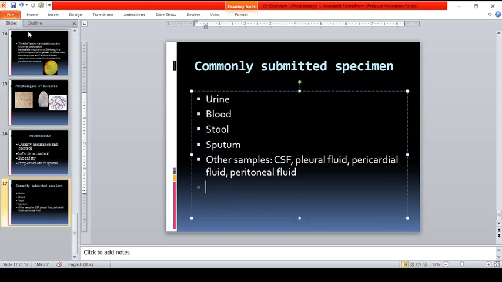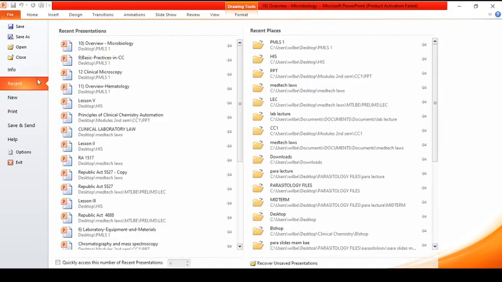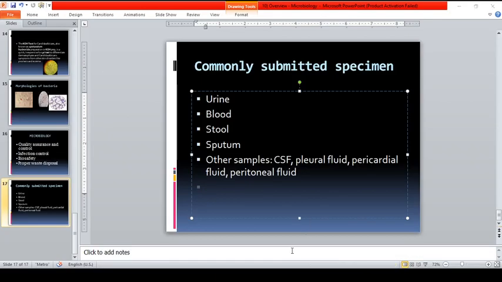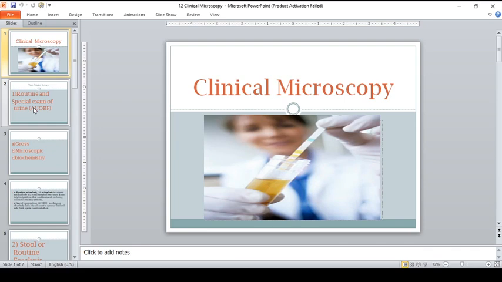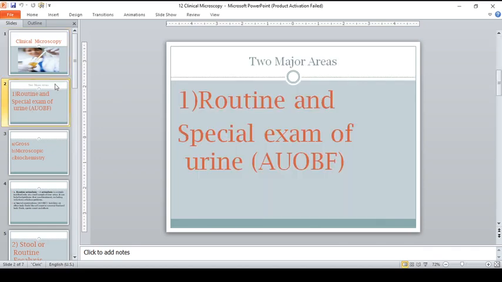So we proceed with the clinical microscopy section. There are two major areas in clinical microscopy, that is the routine and the special exam. Okay? Routine urinalysis and special exam of urine and other body fluids.